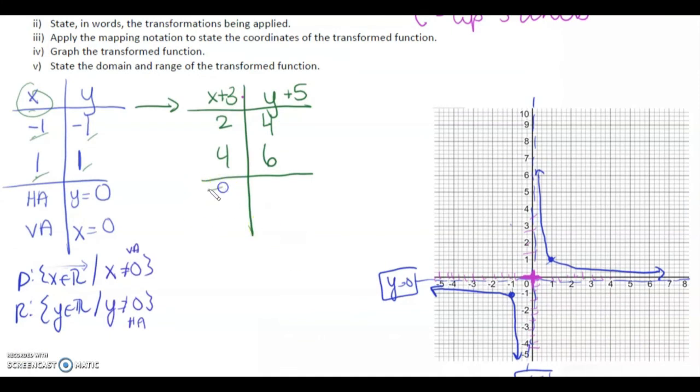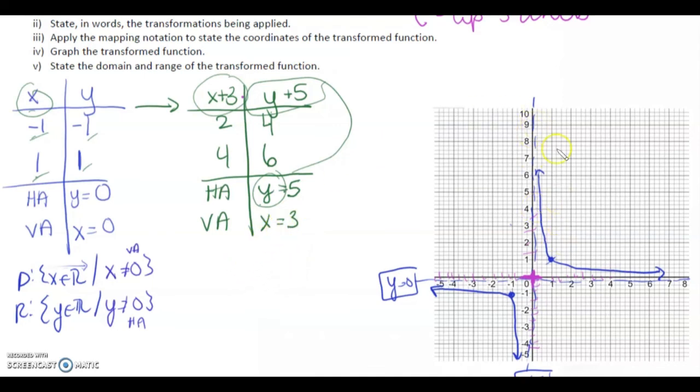And we do the same thing for the horizontal asymptote and the vertical asymptote. So check this out. Because it says y equals, we're going to put this into the y equation. So y equals, and then it was originally 0, so 0 plus 5 is 5. And the vertical asymptote is x equals, and the original was 0, so 0 plus 3 is 3.